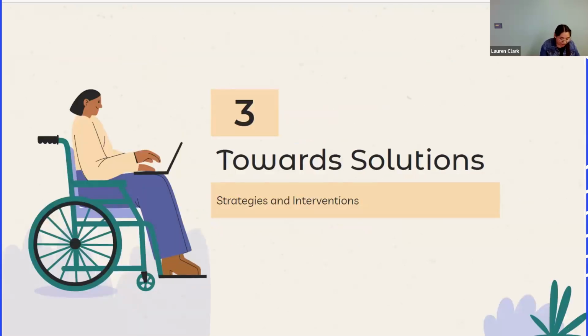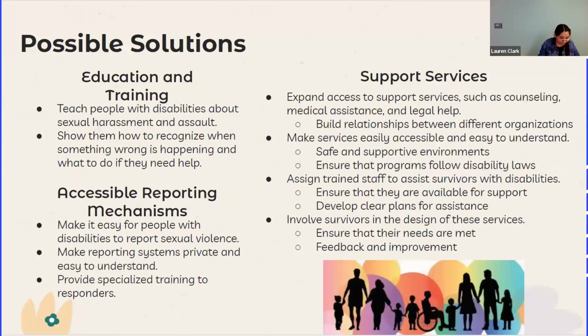So next, I'm going to talk about some possible solutions aimed at addressing sexual violence against individuals with disabilities. So the first solution is to provide comprehensive education and training programs tailored to individuals with disabilities and their families, focusing on sexual harassment and assault awareness. These programs should offer practical guidance on how to recognize signs of abuse and inappropriate behavior, as well as how to respond and seek help.